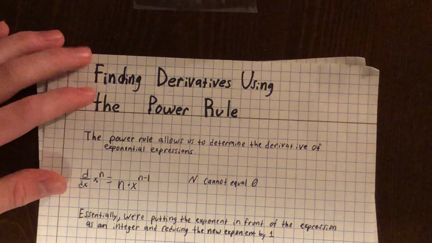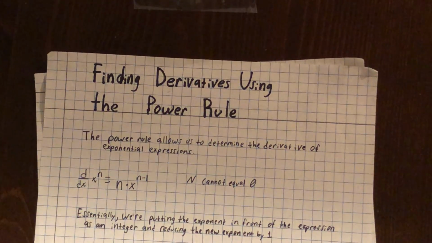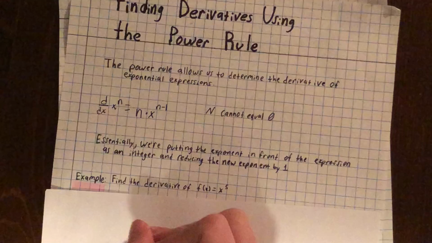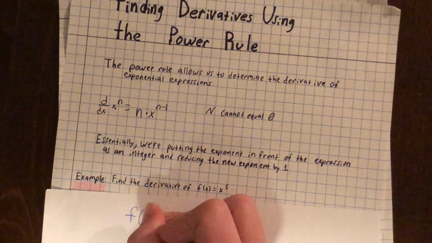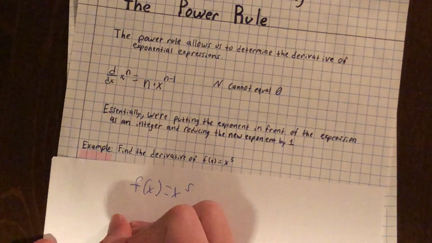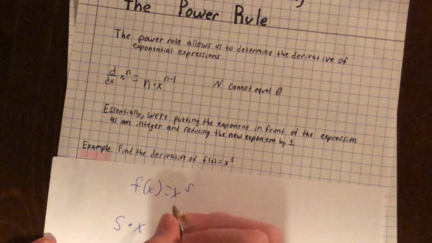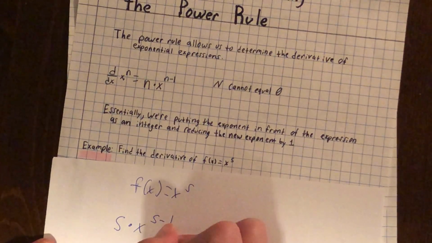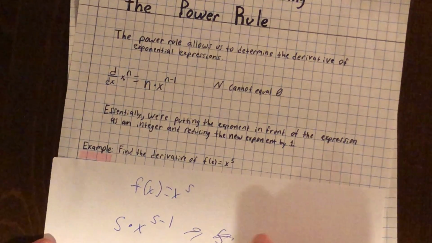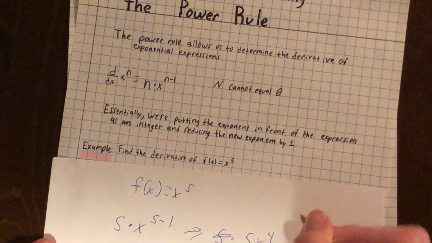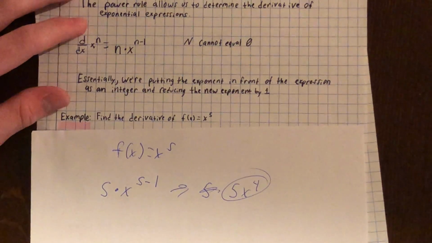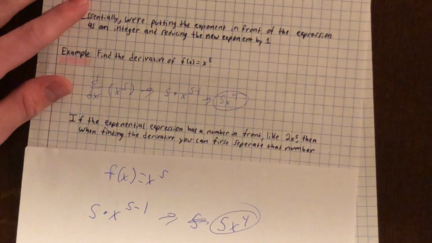So here's an example. It says, find the derivative of f of x equals x to the 5th power. It's pretty simple. We just do f of x equals x to the 5th power. And then we change that to 5 times x, and then to n minus 1. So 5 minus 1. And that can just go to 5x to the 4th power. It's the final answer. It's pretty straightforward.